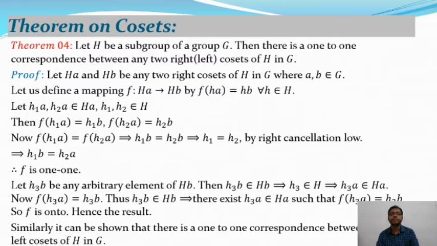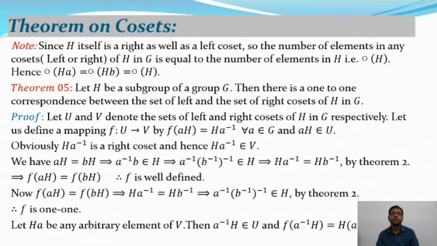Similarly, we can show that there is a one-to-one correspondence between any two left cosets of H in G. After that we will take one more theorem on cosets, and there is a note on the above theorem. Since H itself is a right as well as left coset, the number of elements in any coset, that means in a right coset or left coset of H in G, is equal to the number of elements in H, that is the order of H. Hence order of Ha = order of Hb = order of H.